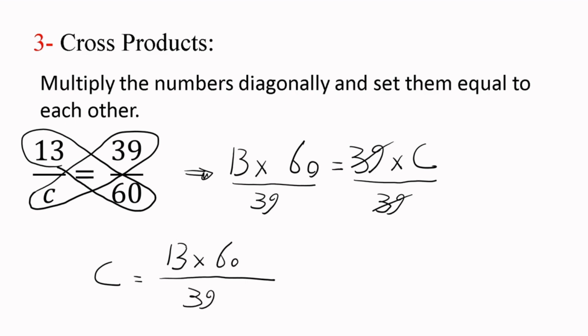I can divide both of them by 13. This is going to be 1. This is going to be 3. I can simplify this one by 3 and this one by 3 as well. So c will be equal to 20. Really easy.